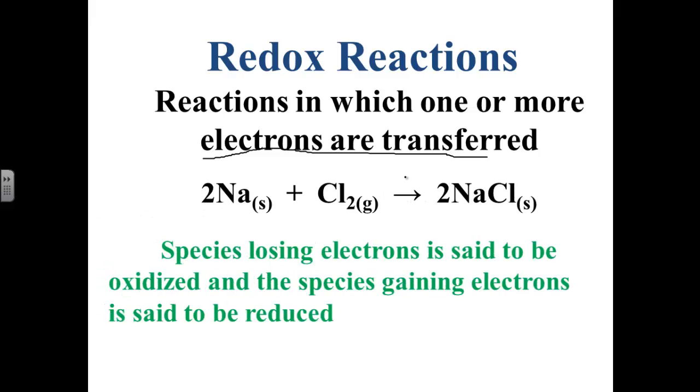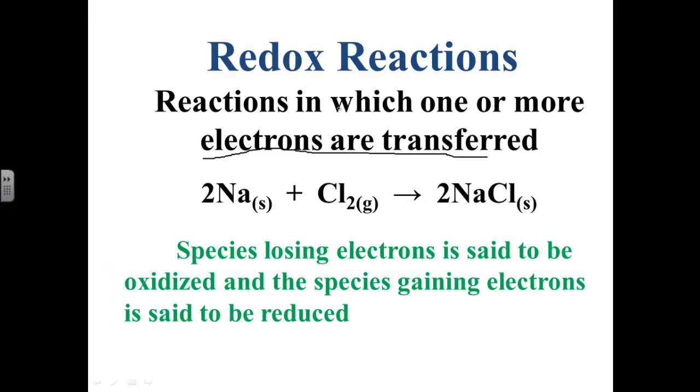So, for example, sodium and chlorine. If you think about what's going to happen, sodium has one valence electron. Each atom of sodium has one valence electron that it wants to give away. So the sodium is going to give away its electron to chlorine, and then it's going to be happy.